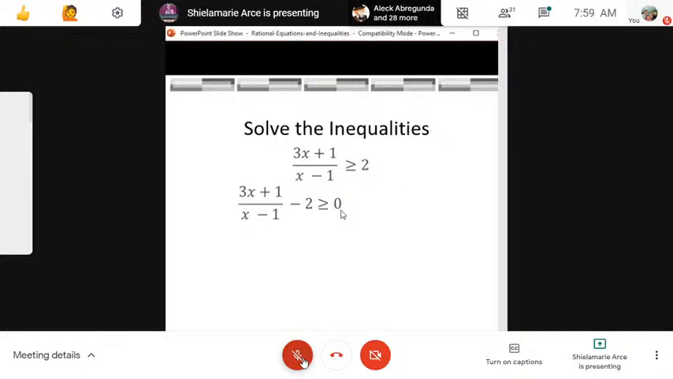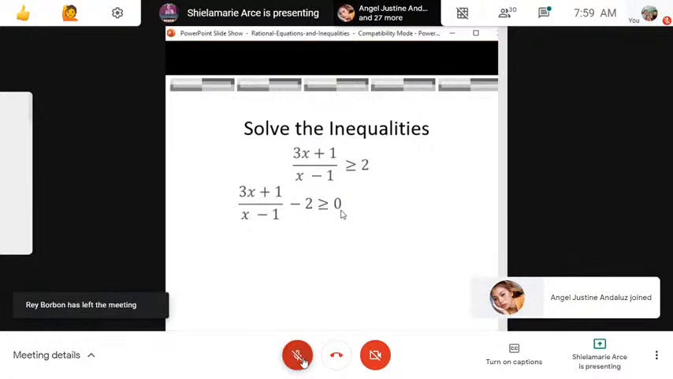Di ba yung kanina sa first example natin, yung LCD ang naging first step natin. Kasi naka-equate na nga siya to 0. So ano yung magiging LCD natin dito, Rani?